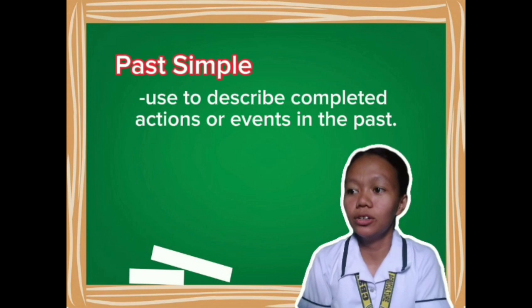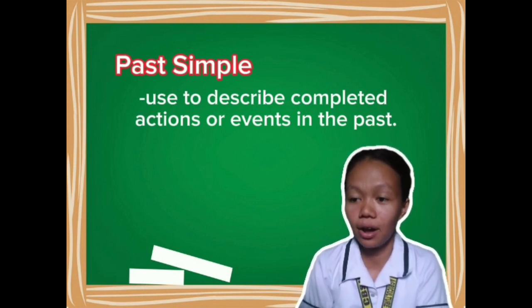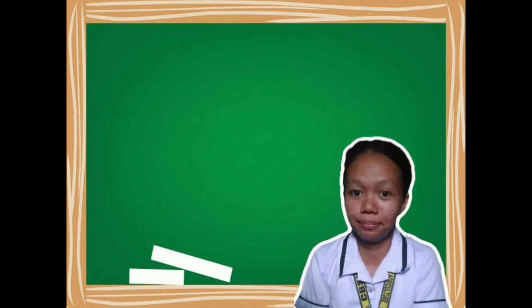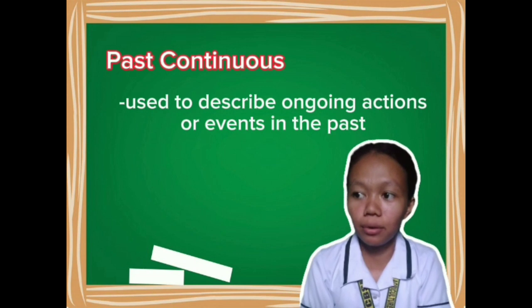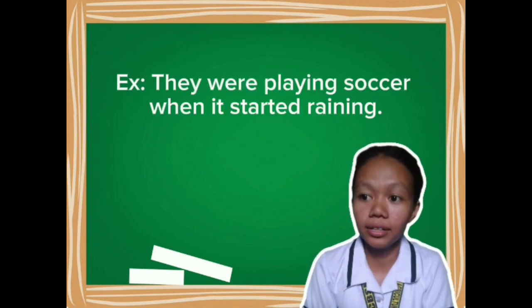Past simple, used to describe completed actions or events in the past. For example, he is studying English last year. Past continuous, used to describe an ongoing action or event in the past. For example, they were playing soccer when it started raining.